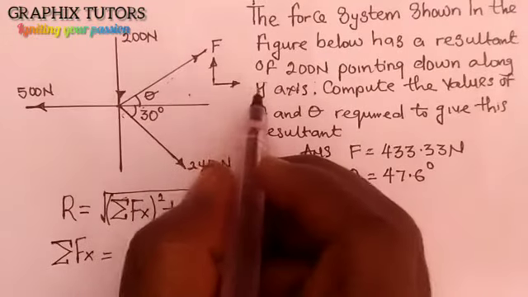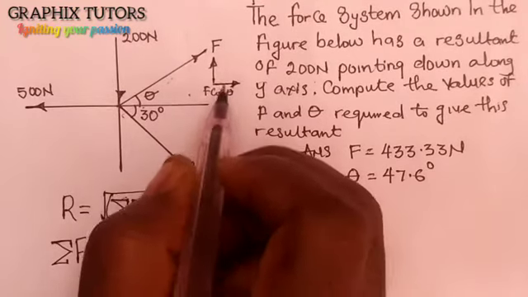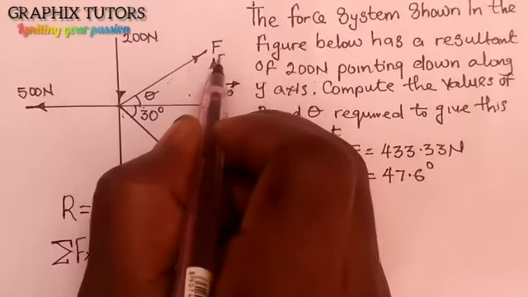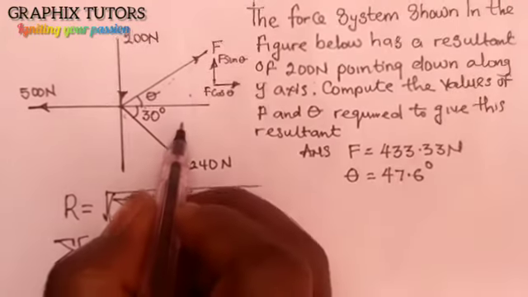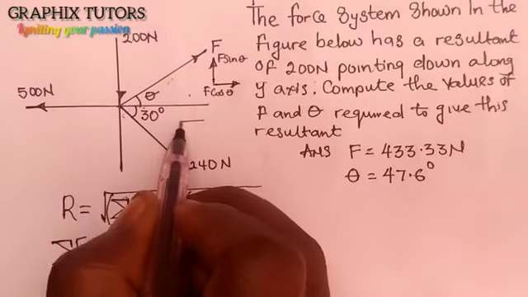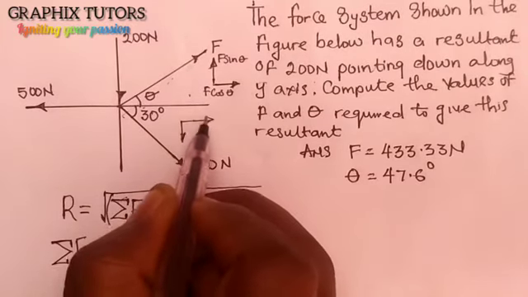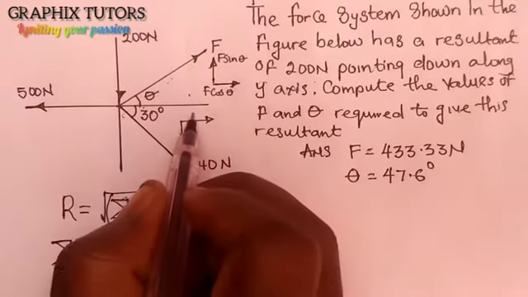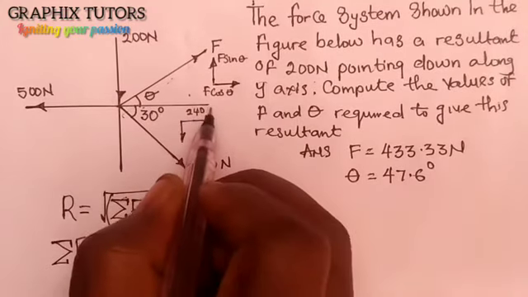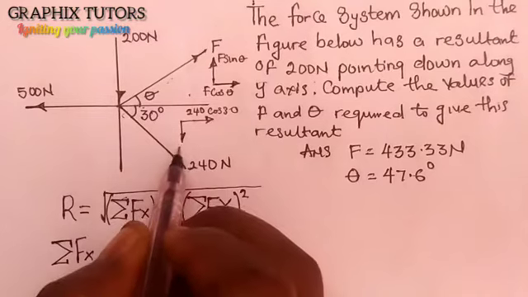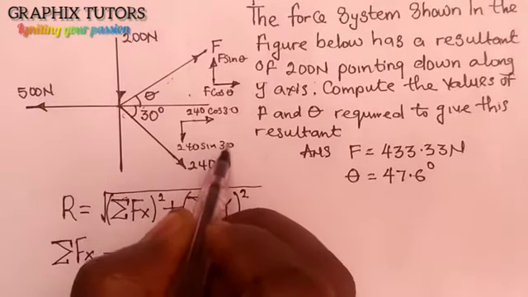Along here we say it is f cos theta, and along here it is f sine theta. I will also do one parallel to this. The force is acting outward, so along x we have 240 cos 30, along y we have 240 sine 30.